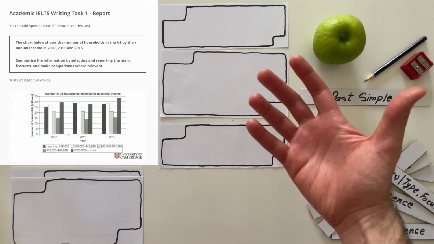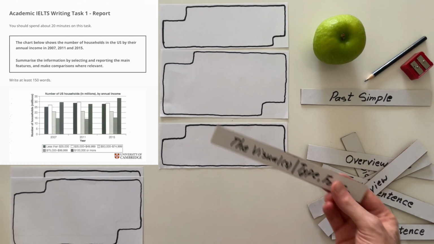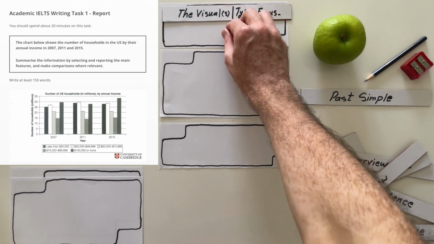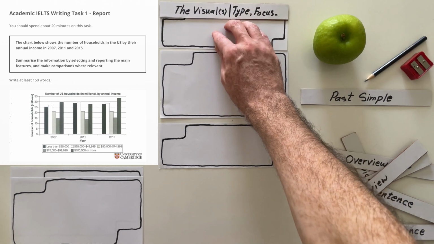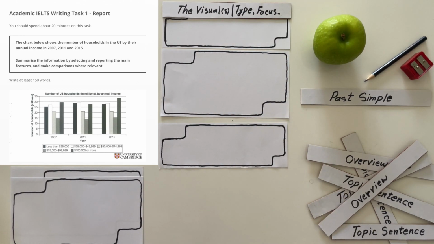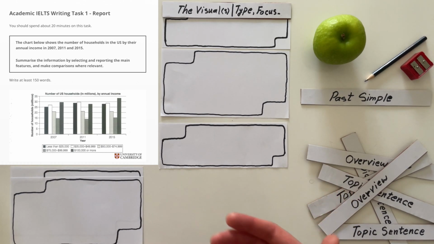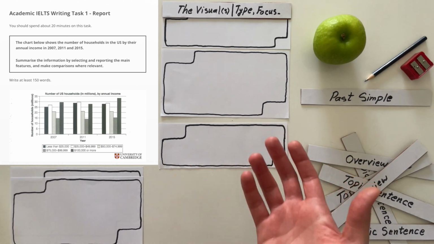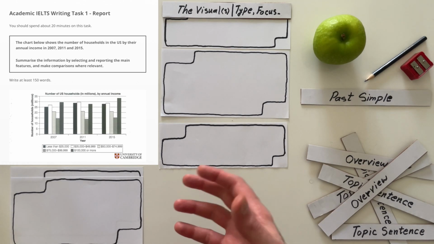All right, now that we know what we are going to do, let's start by our very first sentence. We need to introduce what type of visual we're looking at. I know, you're smart. You already guessed what it is. It's a bar chart. And then let's see what it shows. Well, it shows the number of US households in millions. Very good. What are the focal points?